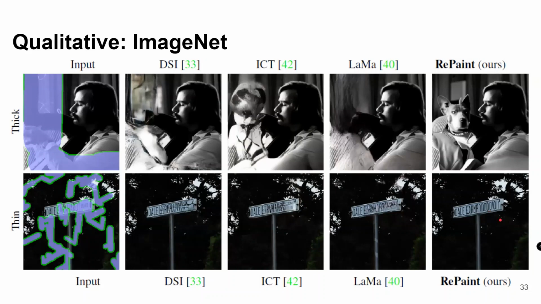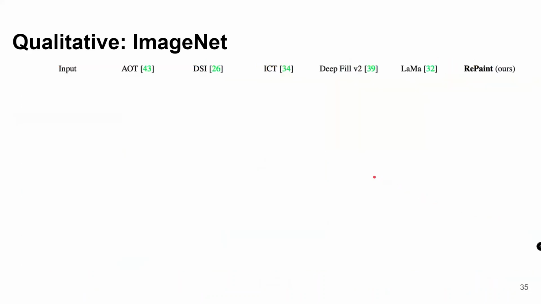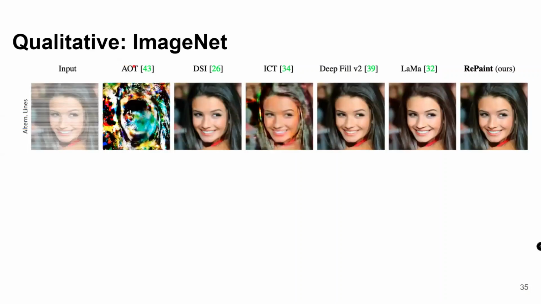Then I'm going to talk about two additional models, DeepFill v2 and AOT. Those are GAN-based models, because we are focusing on faces now. First I'm going to talk about the alternative lines case. Alternative lines basically means the mask is in a line shape, going across all over the images.